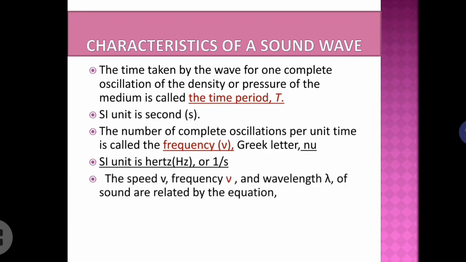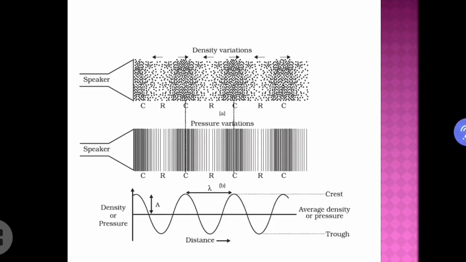Then another property is the speed of the wave. Sound has speed, and this speed is denoted by the letter V. The speed V, frequency nu, and wavelength lambda, all these parameters you can relate by the equation V equals lambda nu. V stands for speed. Speed is equal to wavelength into frequency. If you know the wavelength and frequency of a sound wave, you can calculate the speed of the wave. Very important equation: V equals lambda nu. And the SI unit of speed, as you know, is meter per second.